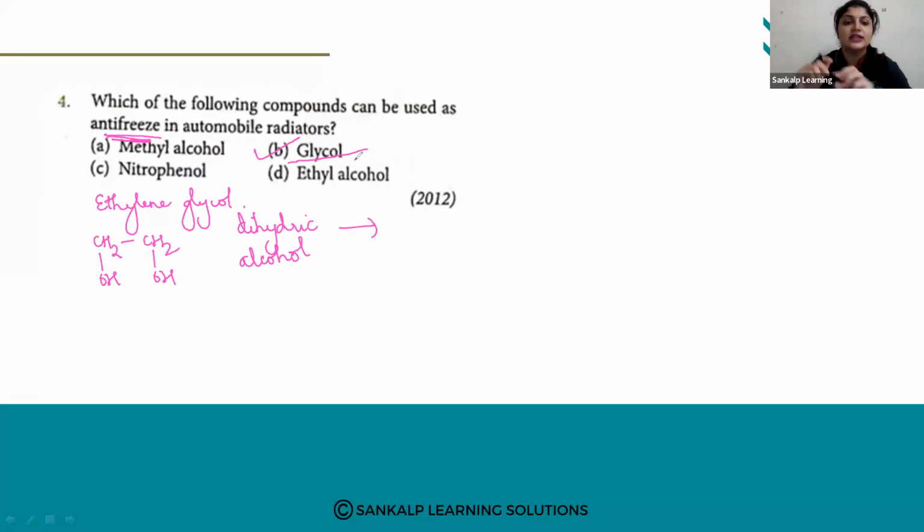What is the reason? Why is antifreeze used? Because it has a lower freezing point than that of water. This is the first point. The second point is that they prevent the bursting of the radiators. The third point is that the specific heat of an antifreeze is lower than that of pure water. So these are the reasons, and thus glycol is used as an antifreeze in automobile radiators.